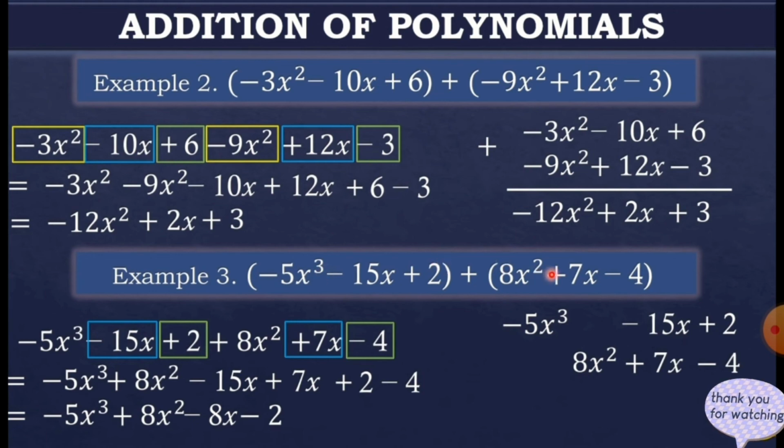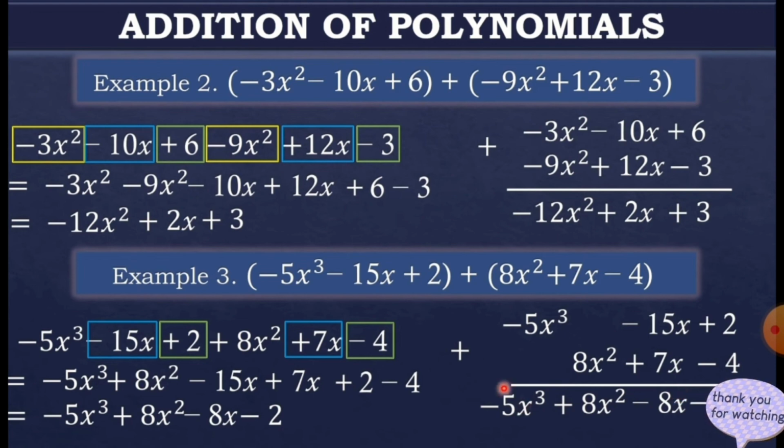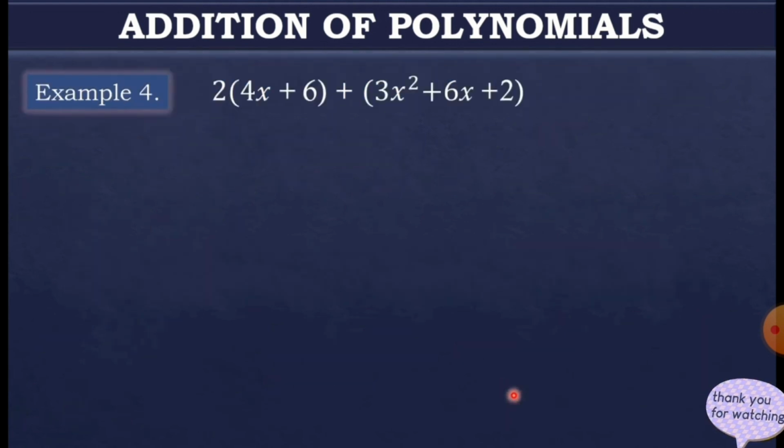Okay? So, since negative 5x cubed and 8x squared ay walang pares, so just simply copy. Okay, copy. And then for negative 15x and positive 7x, magiging negative 8x. And positive 2 and negative 4, magiging negative 2. Okay. So, ito yung sagot. So, magkatulad. So, they have the same result. So, either in a horizontal way or vertical way. Okay, let's proceed to example number 4.